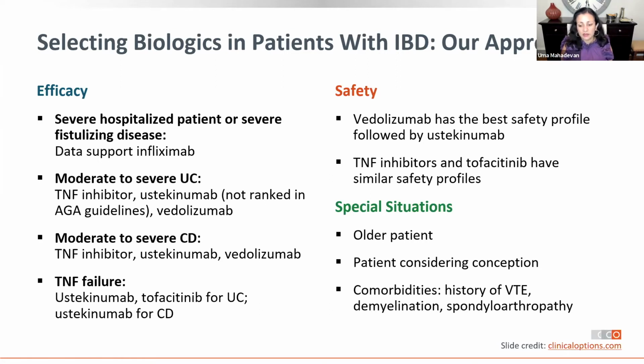And then if they have comorbidities of VTE, I try to avoid TOFA; with MS, avoid TNFs. If they have spondyloarthropathy, they do better with a TNF or a JAK than vedolizumab or ustekinumab.